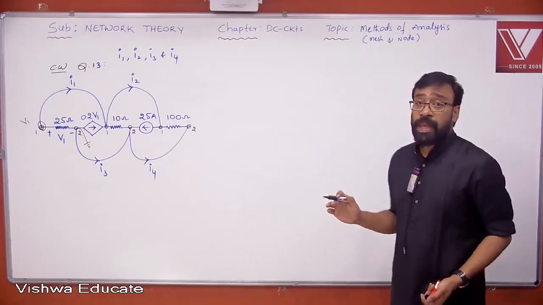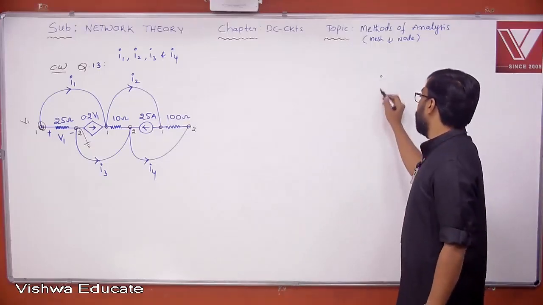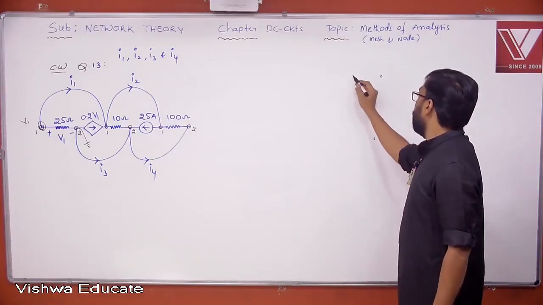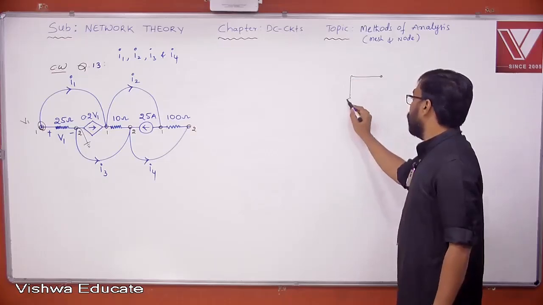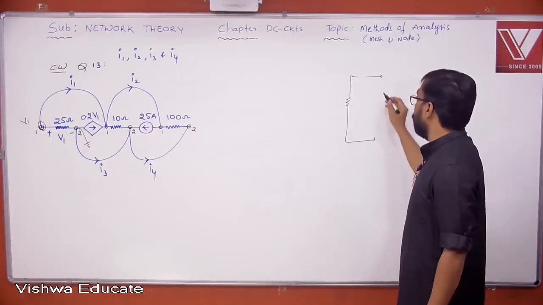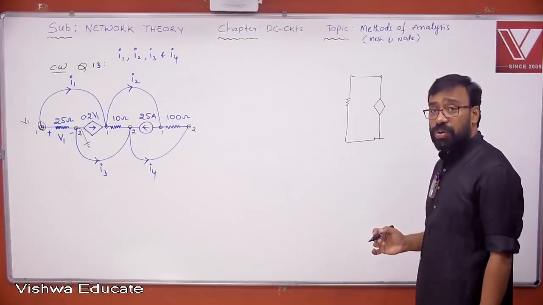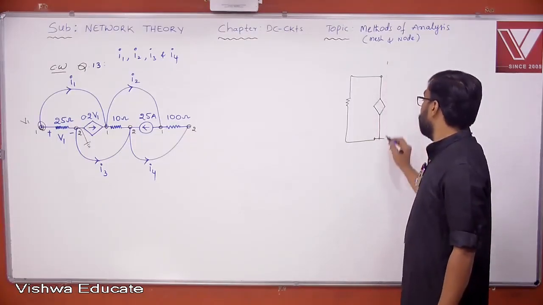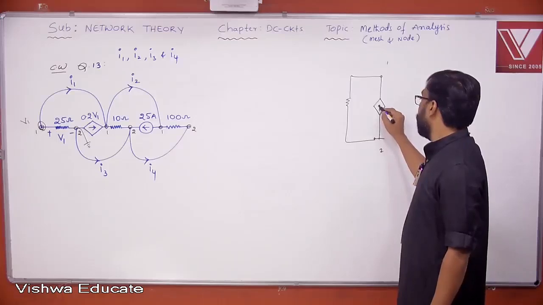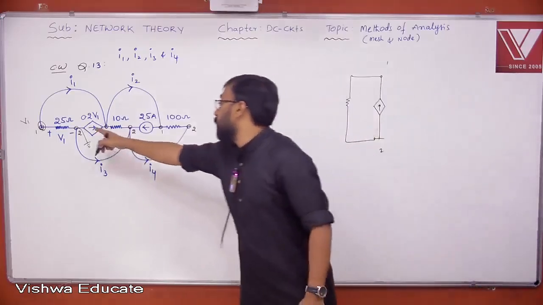What does it mean? When all elements are sharing common pair of nodes, it looks like this. Look at this, all of you. They are in parallel. Yes or no? When all elements are connected between two nodes or sharing common pair of nodes, okay, if this is 1, then this is 2, then look at this, this direction is towards 1, right?